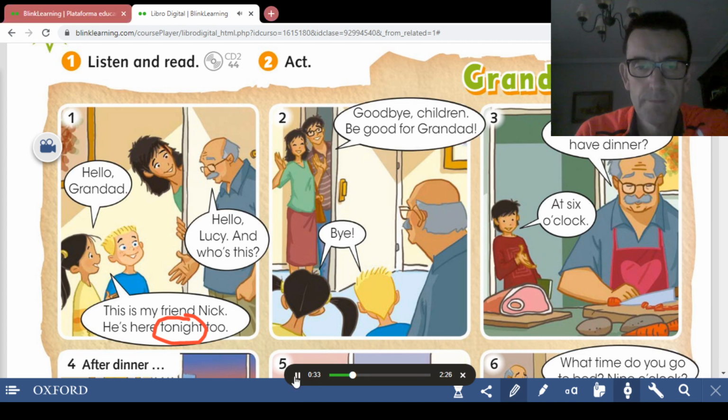Goodbye, children. Be good for Grandad. Repeat. Goodbye, children. Now the exclamation. Be good for Grandad. Bye! Bye. Goodbye, children. Be good for. We have an expression here. Aquí tenemos esta expresión que vamos a copiar. We are going to write this expression. Be good for, with blue pen in your notebook, means in Spanish portaos bien con el abuelo.